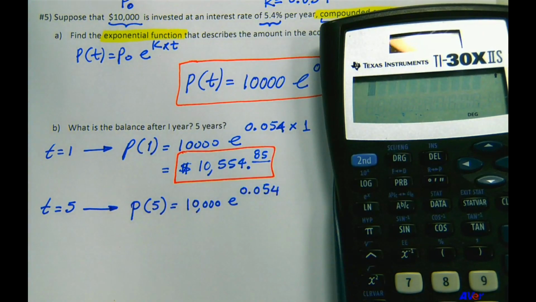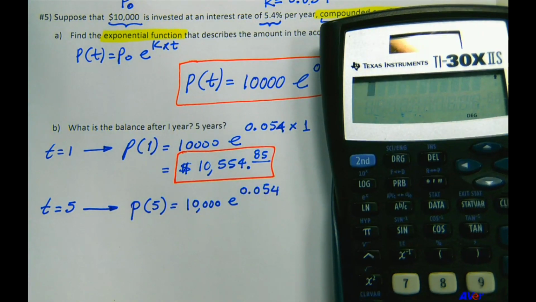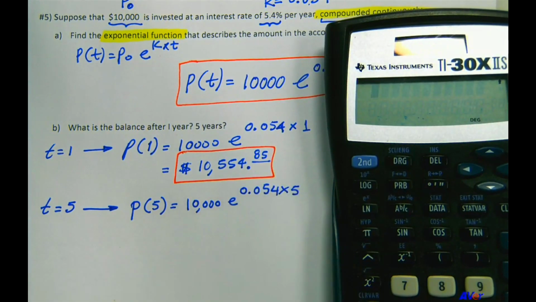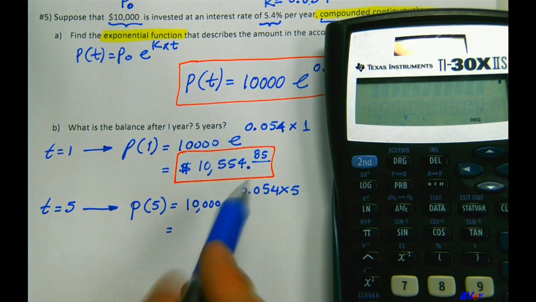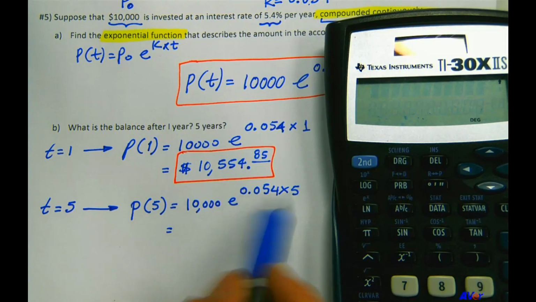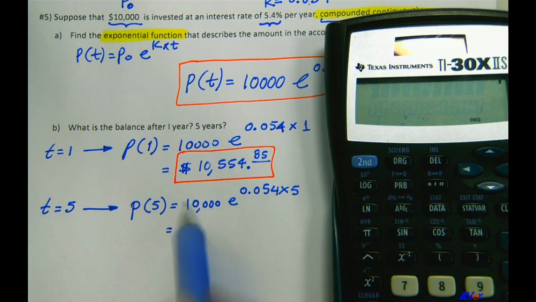0.054 times 5, right? Times 5. Okay, so again, we have to observe the order of operations. Let's raise the exponential function to that quantity. Whatever we get, we multiply it back by 10,000.